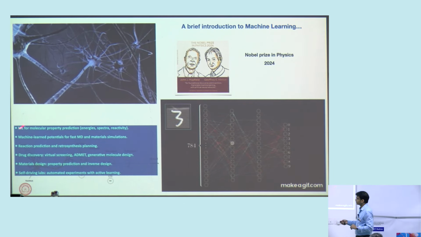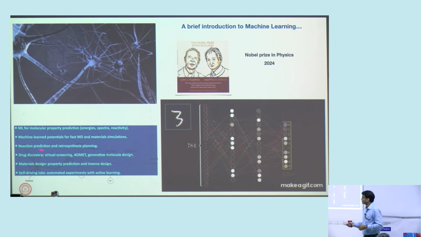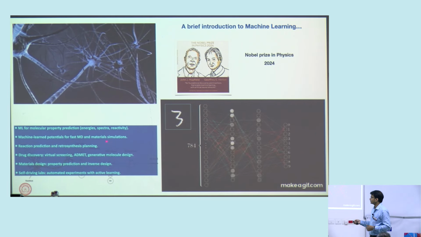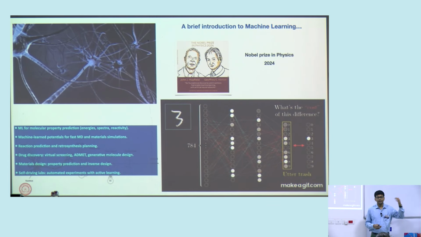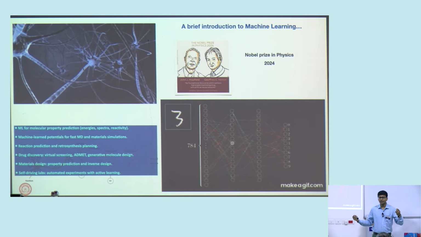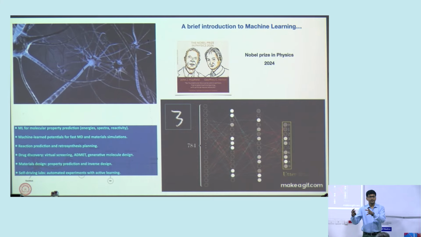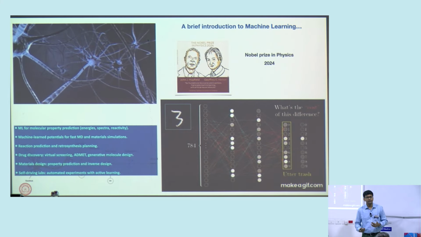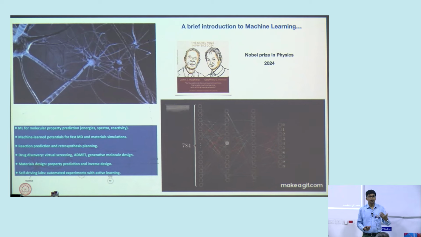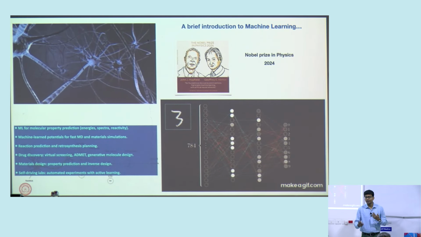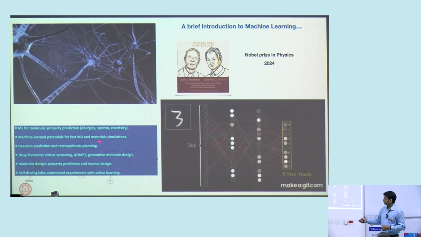So what are our interests? We apply machine learning for molecular property prediction. We can predict energies, we can predict spectra, reactivity, and machine learned potentials for molecular dynamics and material simulations. Now in simulations we need to calculate the energy every time. What if we tell the network to store the energies and remember, and we don't calculate the energies? That means the molecular dynamics would be faster because we are not calculating every time. So that way we can apply machine learning to molecular dynamics. We can utilize those for drug discovery.